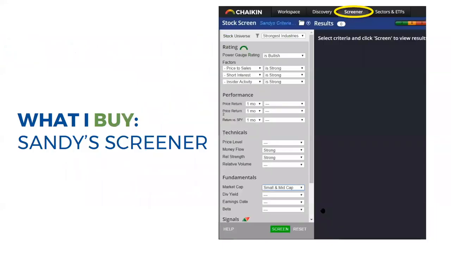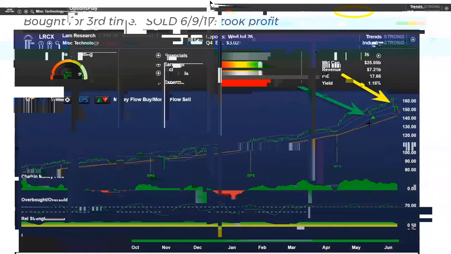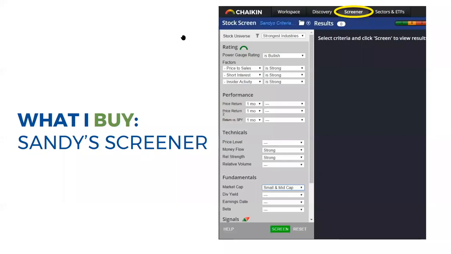Awesome. Sandy, your screener. All right, so here's my screener. How do I find stocks like Lam Research? Well, we have something that we call the screener here on the platform. It isn't that sexy or graphically appealing, but it works wonders. I really rely on the screener, and I let the screener do the research for me.